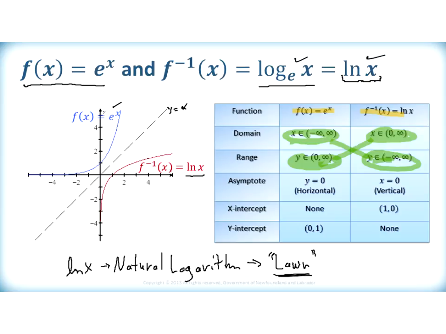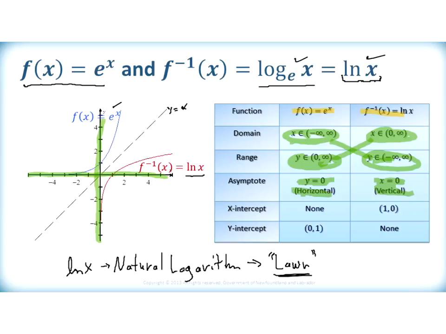Okay, so let's talk about their asymptotes. The horizontal asymptote that we have right along here for y equals e to the power of x is on the x-axis. So it has a horizontal asymptote at y equals 0, whereas the logarithm function, the natural log, has its asymptote on the y-axis, which makes sense because if I reflect on a diagonal line, that's what I'm going to get. So I have a vertical asymptote at x equals 0 for the natural log.